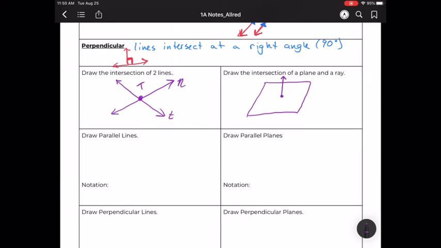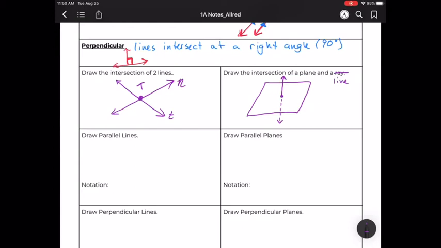If I were to want to draw a plane intersected by a line, I would do the same thing, but because the line continues forever, I would use a dotted line to show that it goes below the plane like that. That's if we change the problem to say line instead of ray. And then we would label the point and the ray and the line accordingly.